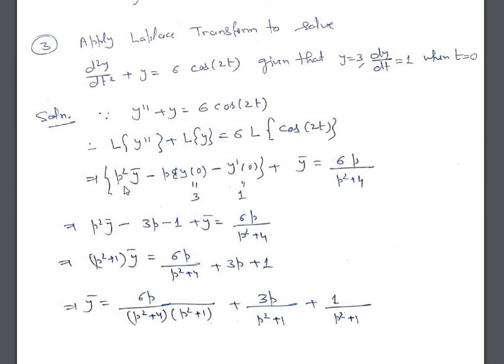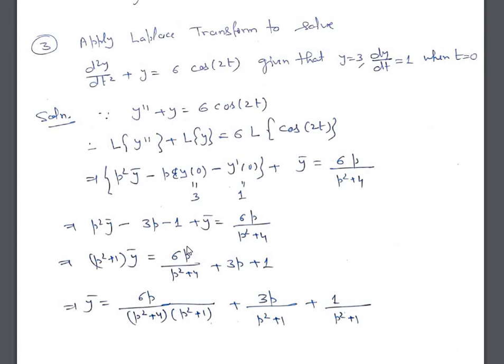Now L of y double dash is p square y bar minus p into y at 0 minus y dash at 0. L of y is y bar and L of cos 2t is p upon p square plus 4. Now y at 0 is given to be 3 and y dash at 0 is given to be 1. So we have p square y bar minus 3 into p minus 1 plus y bar is equal to 6p upon p square plus 4.